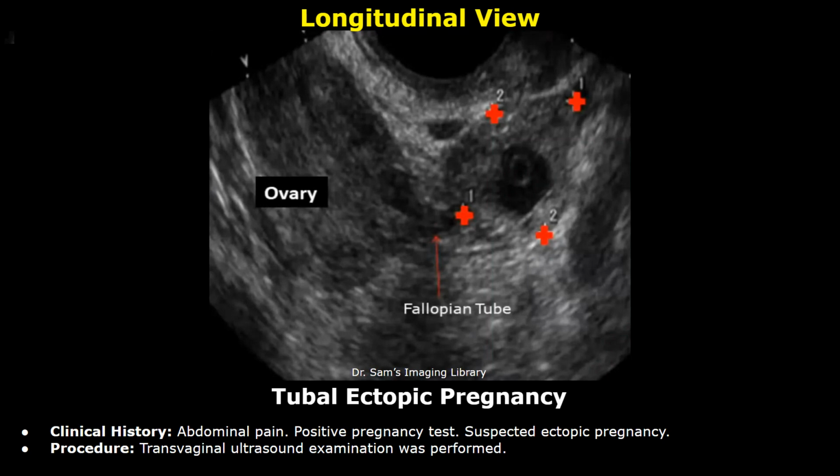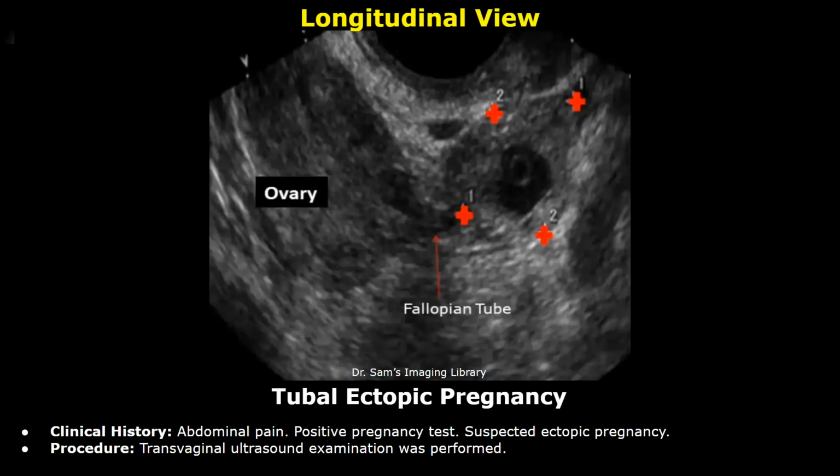This video is about ectopic pregnancy ultrasound reporting. You will learn how to write ultrasound reports regarding ectopic pregnancies. The reports will include clinical history, procedure, findings, and the impression. Our first example is of tubal ectopic pregnancy.